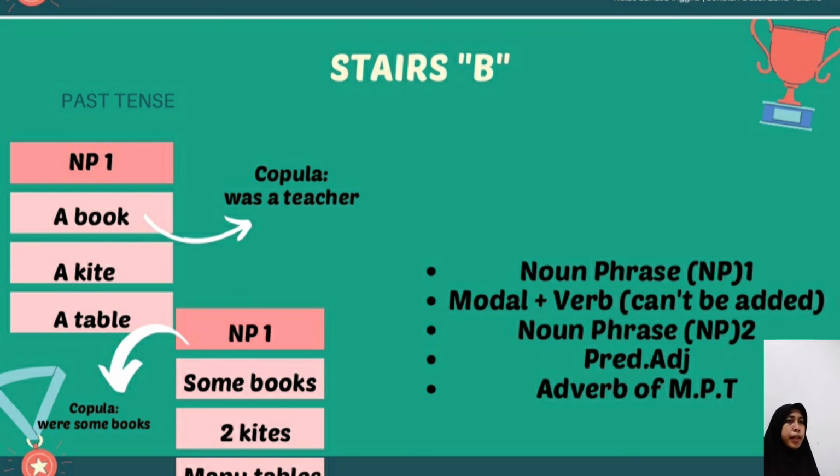Okay, for example: sentence 1, positive sentence, I was a teacher. 2, negative sentence, I was not a teacher. And 3, interrogative sentence, were they bad kids?